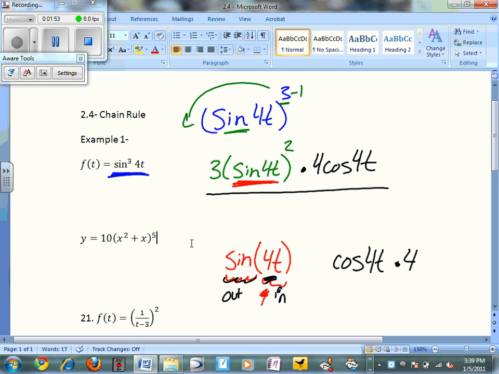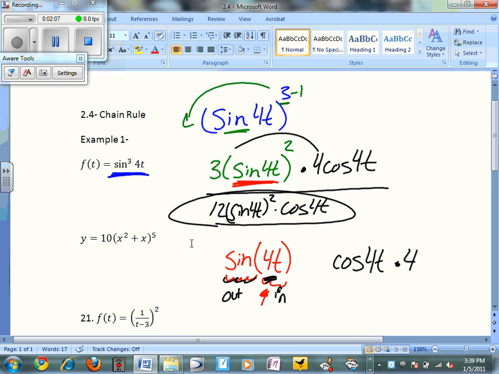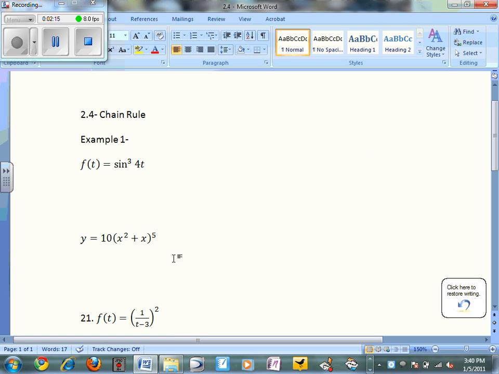I can simplify farther. I can multiply this 3 and that 4 to be 12 sine 4t squared times cosine 4t. And that's my derivative there. So I just wanted to show you a chain rule inside of a chain rule. All right. The next one's a little more simple. It's just the basic chain rule.